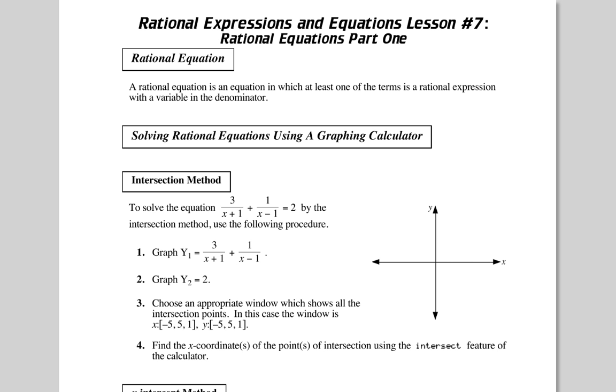Okay, so it looks like we're on lesson 7, rational equations. Now instead of just doing the operations on the expressions and then leaving it, we're going to start doing equations, rational equations. What you can do on the calculator is solve the equation using technology. This is something a 30-2 student would be expected to do just using technology.